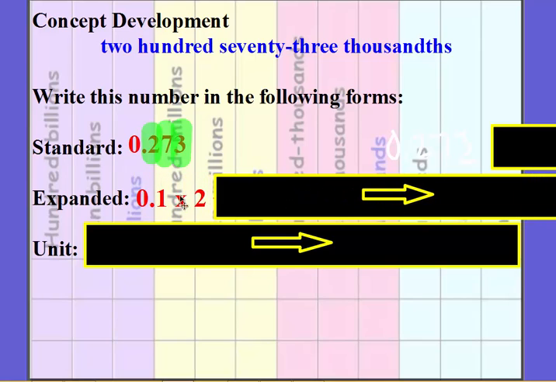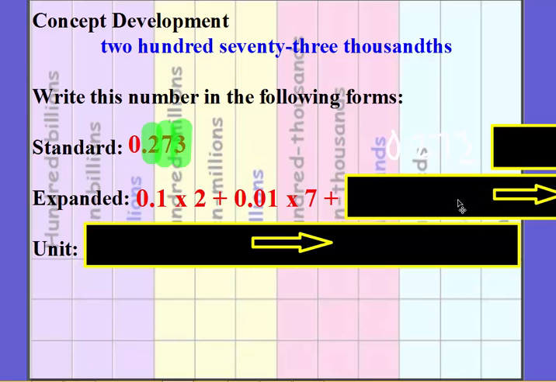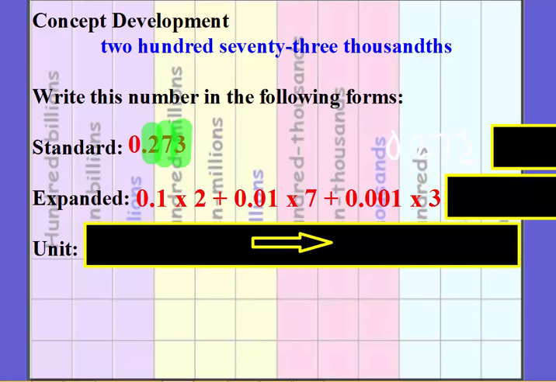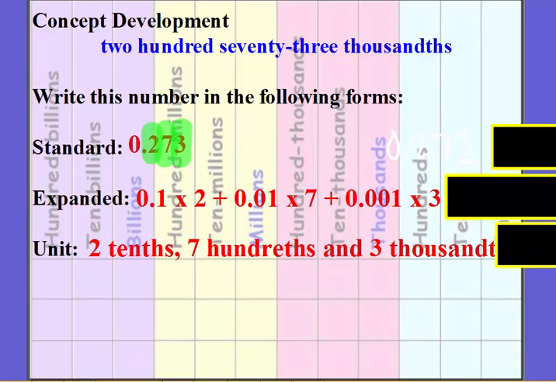I have 2 tenths, so I'm writing this as 1/10 times 2, plus my next unit over, which is my hundredths. How many hundredths do I have? Well, I have 7. And then I'm going to follow up with my thousandths. How many thousandths do I have? I have 3, so I multiply it by 3. My last step, you'll notice I have 2 tenths, 7 hundredths, and then I have 3 thousandths.